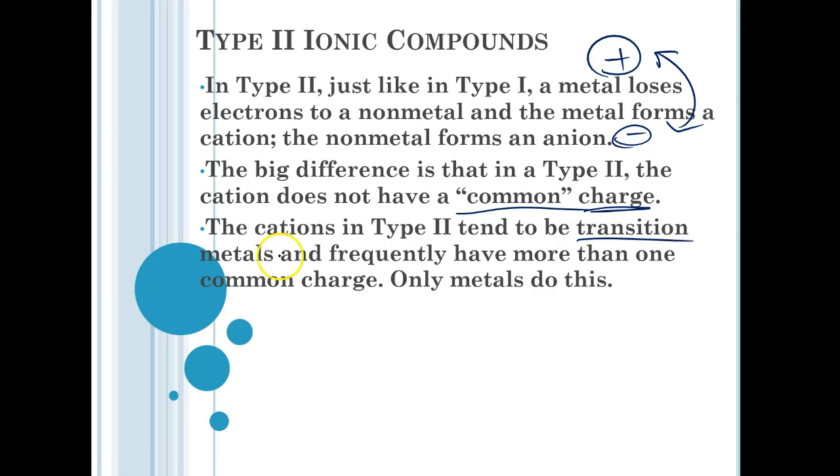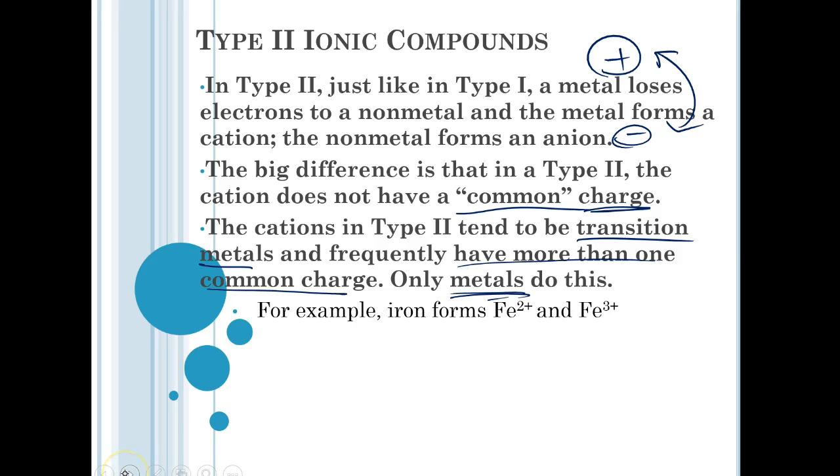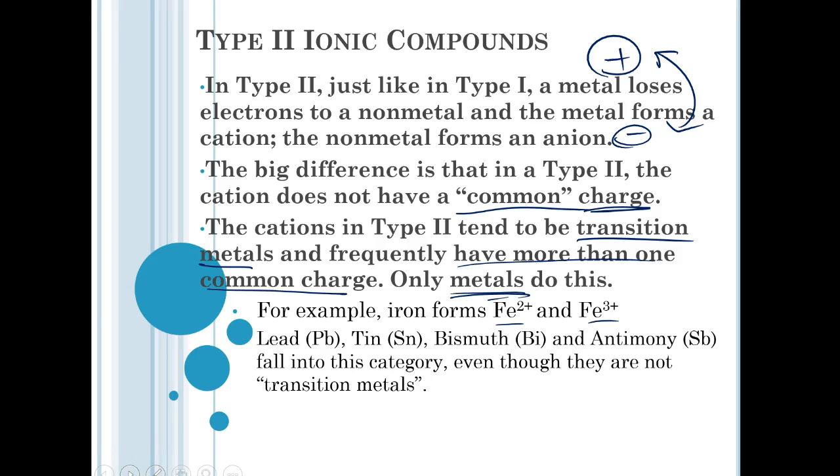They tend to be transition metals, and they frequently have more than one common charge. And it is only metals that do this. Okay. So for example, iron sometimes is positive 2 and sometimes it's positive 3. Copper sometimes is positive 1, positive 2. Lead, positive 2, positive 4. So these guys, even though they are technically not in the transition metal block, they have a tendency to do this as well. Even though lead at the top of its column says positive 4, it is also sometimes positive 2. Same thing with tin.